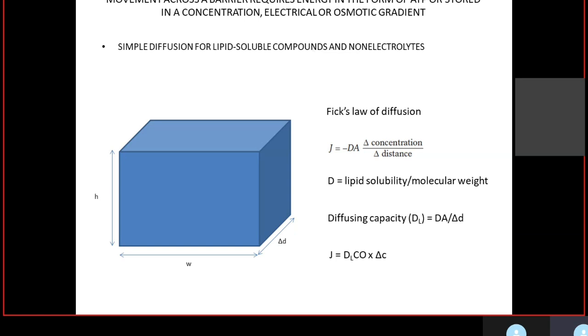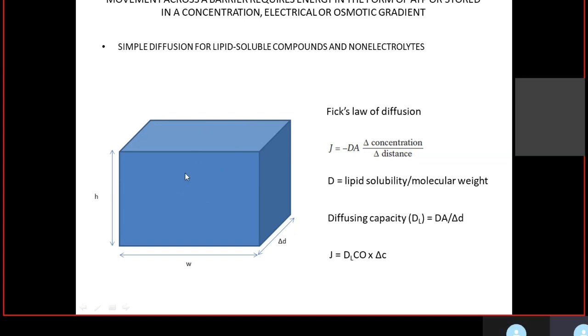What are the principles that will guide the movement of lipid-soluble molecules between compartments, or across barriers like the plasma membrane and stuff like that? So here, for lipid-soluble compounds and non-electrolytes, molecules are not charged. They are lipid-soluble, that is, they don't need a transporter. They can go through. So let's say this box represents a plasma membrane. So we have the height, the width, the thickness of the membrane. For a lipid-soluble molecule to get from this side of this box to the other side, it can just go through the membrane because it is lipid-soluble, correct? Yeah, it doesn't need transport, it doesn't need help.